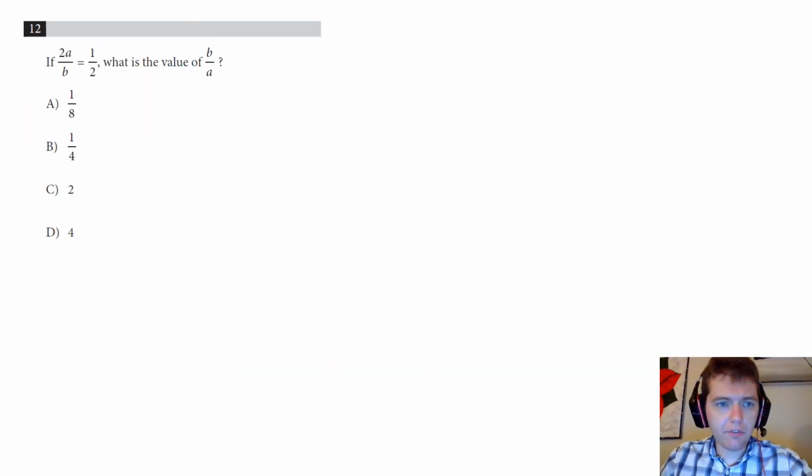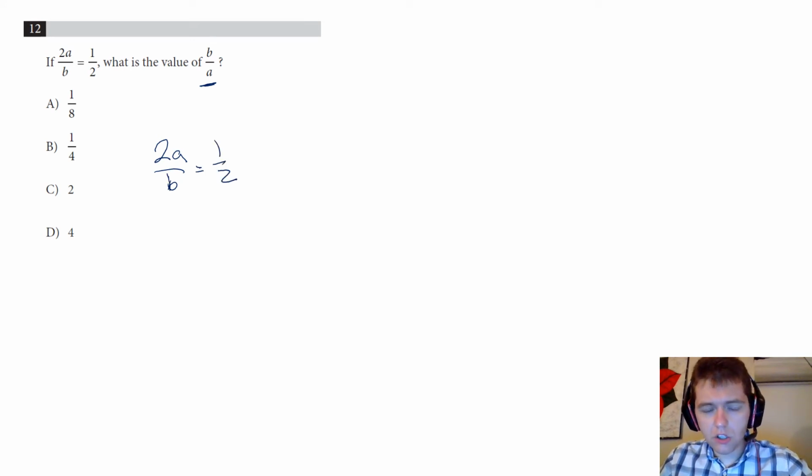Problem 12, if 2a over b is equal to 1 over 2, what is the value of b over a? Pretty simple problem, easy to mess up if you try to go too fast. Let's just rewrite down here, 2a divided by b is equal to 1 over 2. Start by multiplying both sides by b. That puts b in the numerator. So 2a is equal to 1 times b, which is just b over 2. Multiply both sides by 2. That leaves you with 4a is equal to b.